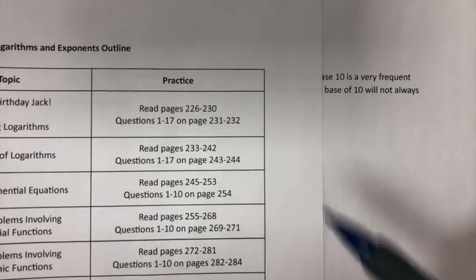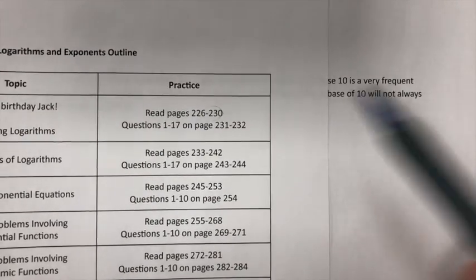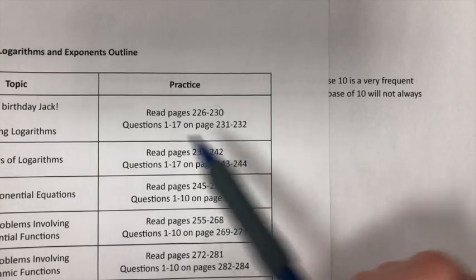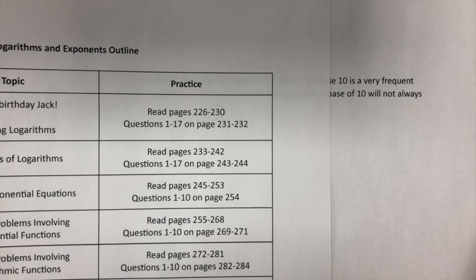So what I would encourage you to do is read these pages to go through all the things that we just talked about, and then you can do questions 1 to 17. It's a lot of questions, but a lot of them are quite quick. It's not the same level of work that rationals was. So yeah, if you have any questions, let me know.